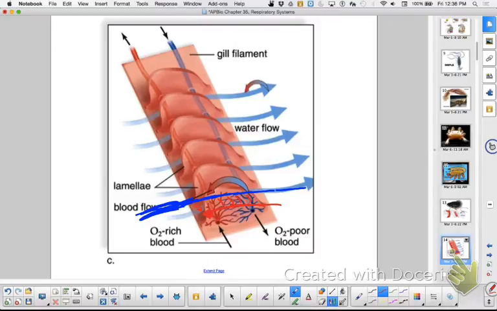If they were going concurrently, the maximum oxygen uptake you could get is what? 50%. Perfect.